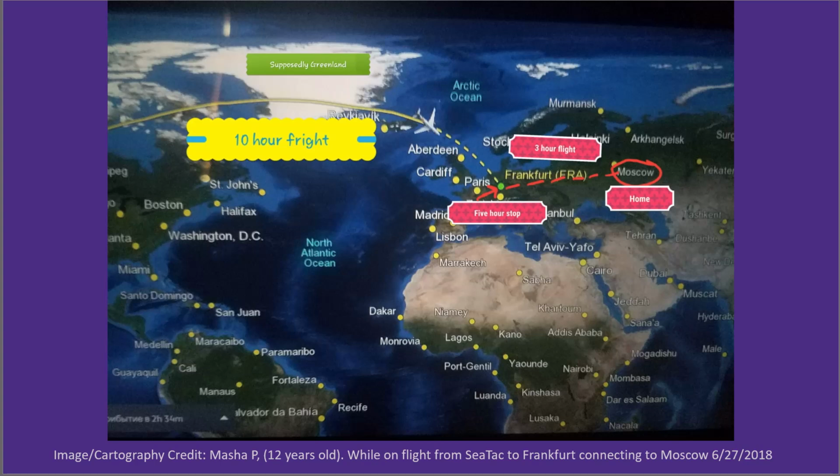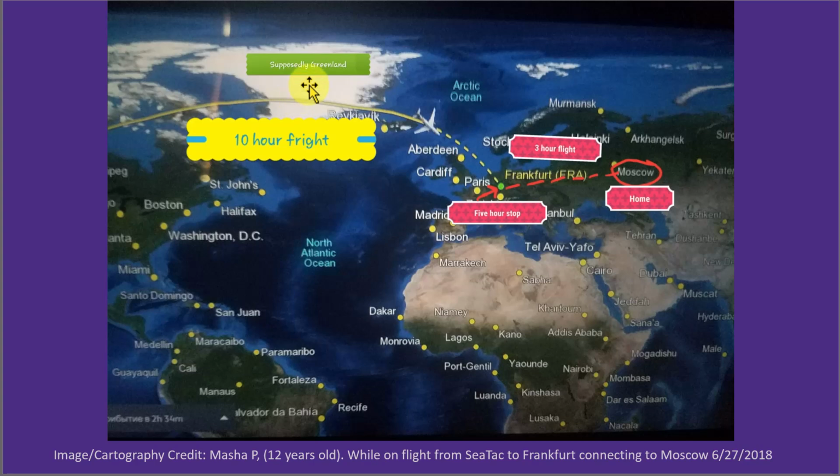My second favorite was completed by Masha P., who was 12 years old, while on a flight from SeaTac to Frankfurt that was also connecting to Moscow. And this was June 27th, 2018. This was created by Masha. She drew the lines. She put in some labels. She has a 10-hour flight with a little play on words, which is pretty interesting given that her first language is Russian, her second language that she learned starting when she was 11, second language being English.